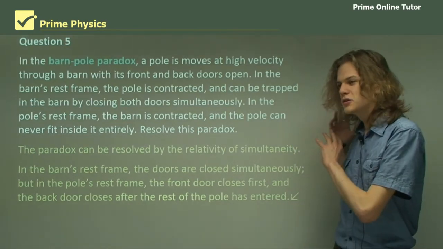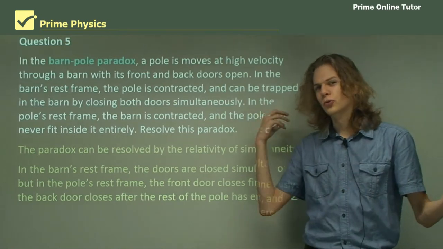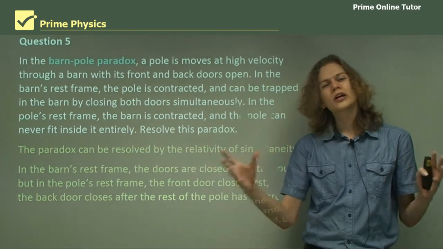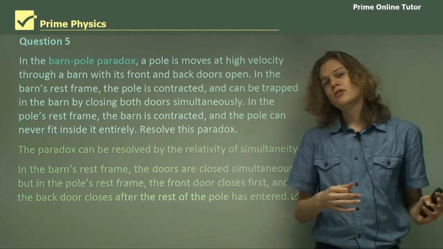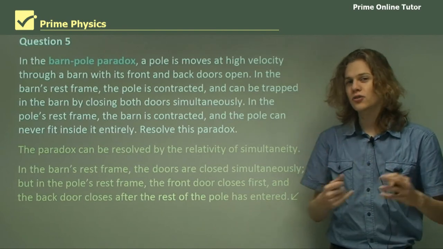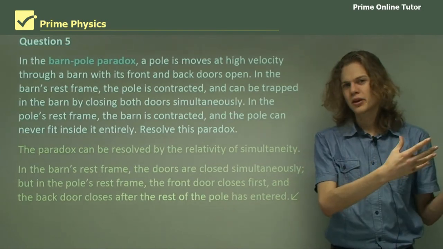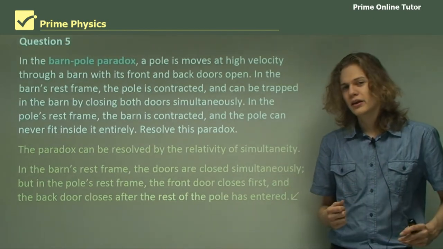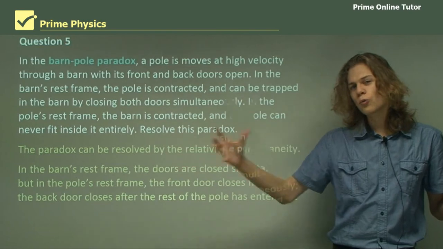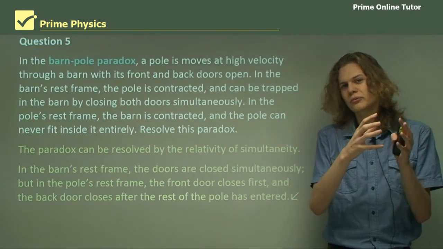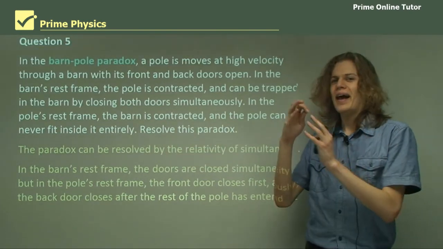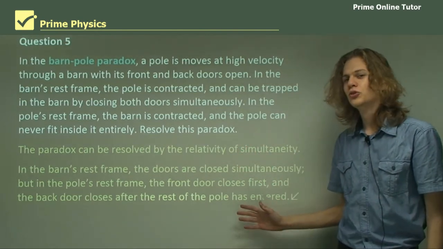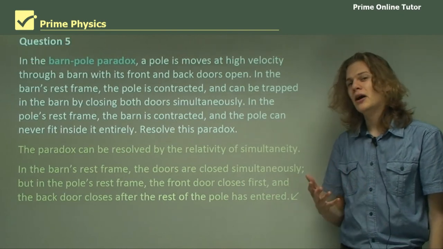This means that as it goes into the barn, the front of the pole will sort of ram into the door that's keeping it trapped in, while the back of the pole keeps moving forwards. You see, the back of the pole doesn't realize that the front of the pole has hit the barn, because the shockwave traveling back through the pole doesn't travel at the speed of light. Eventually, the back of the pole will get all the way inside the barn, squishing the pole down to a very small space, and then the back door will close. So this is how we resolve the paradox. It's not really a paradox at all, you see.